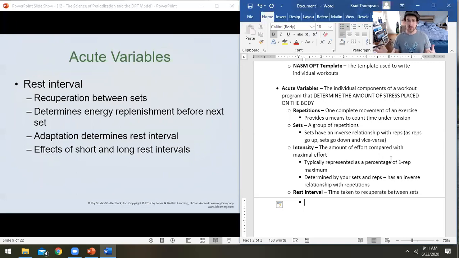And then the opposite is true as well. Imagine if your 1 rep max is, let's say, 100 pounds.